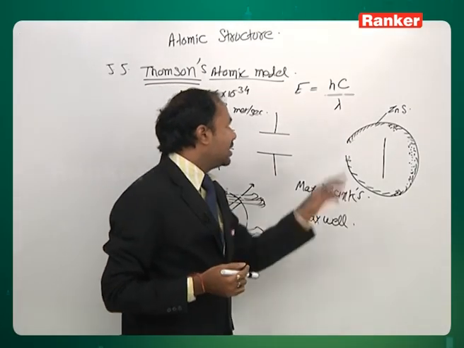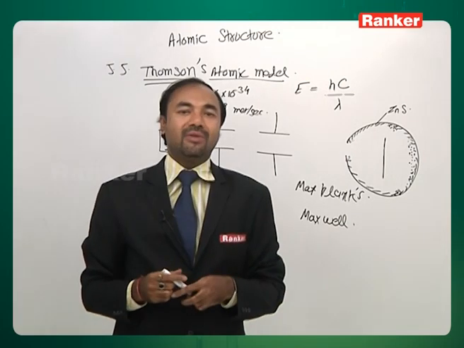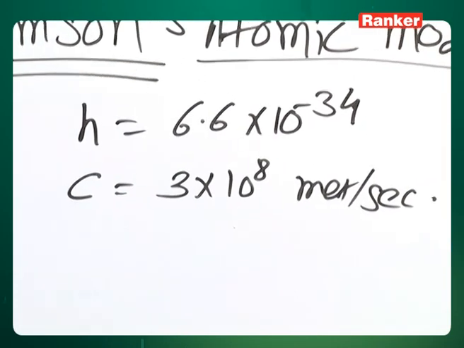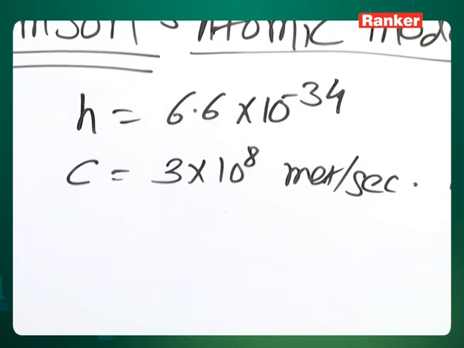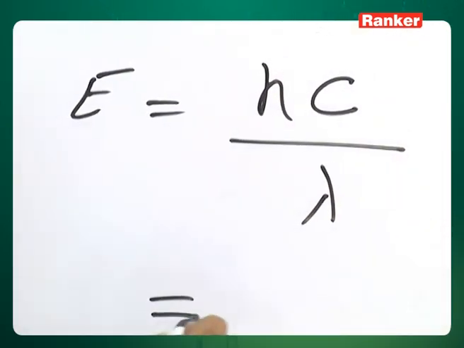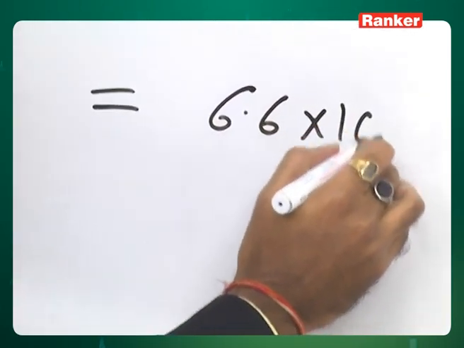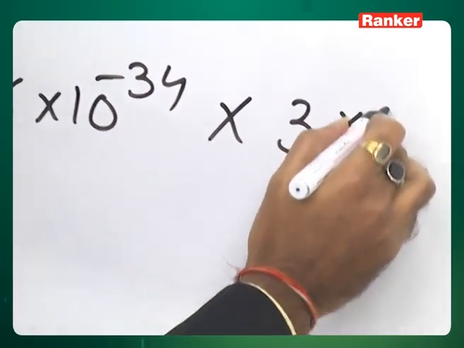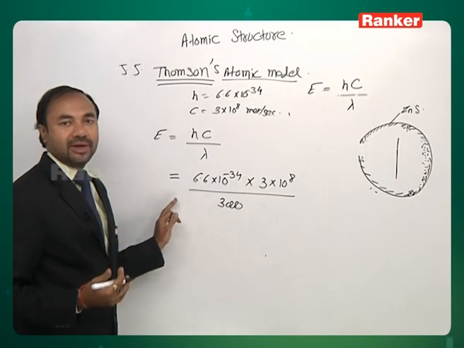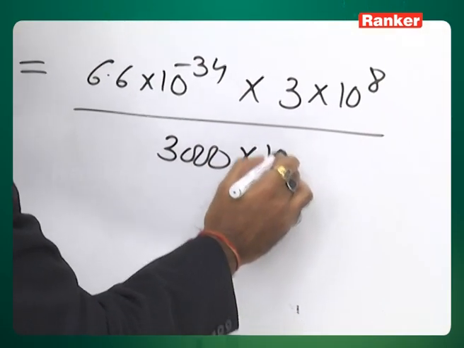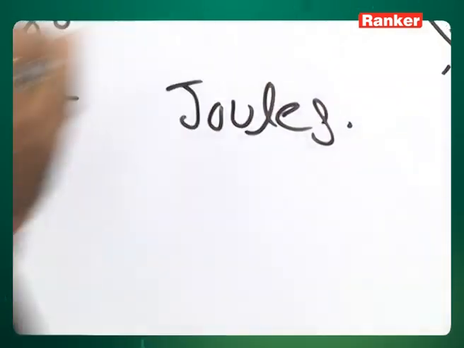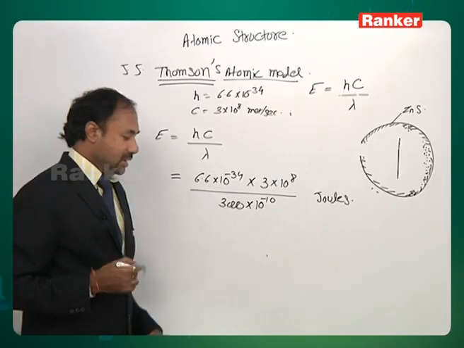Now, questions can be asked on this. Suppose we have a certain radiation of wavelength 3000 angstrom. The question becomes: calculate the energy of one photon or n photons of that particular radiation. We use the formula E equal to hc by lambda. Here, the value of h will be 6.6 into 10 to power minus 34, c will be 3 into 10 to power 8 meter per second, and lambda will be 3000. It is in angstroms, so we convert it into meters. For that, we multiply this by 10 to power minus 10. If we solve this, the answer comes in joules. So this is how we can calculate it.